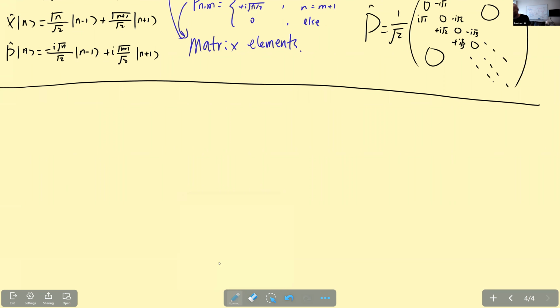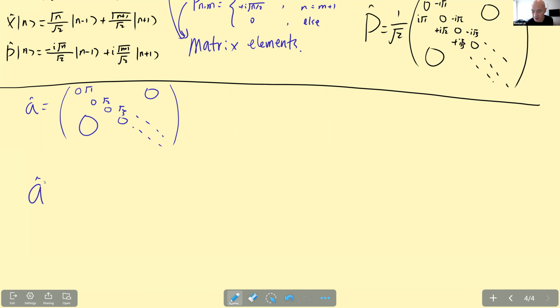Of course, similarly, you can also find this a matrix. So that will be 0, 0, 0, 0, and this is square root of 1, square root of 2, square root of 3, and so on and so forth, and all the others will be 0. And a dagger is going to have all the diagonals 0, and this will be square root of 1, square root of 2, square root of 3, and so on, and the others will be 0.